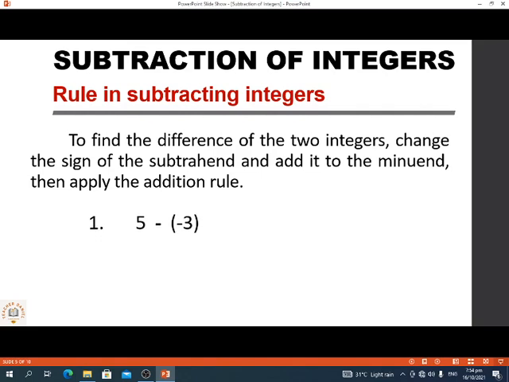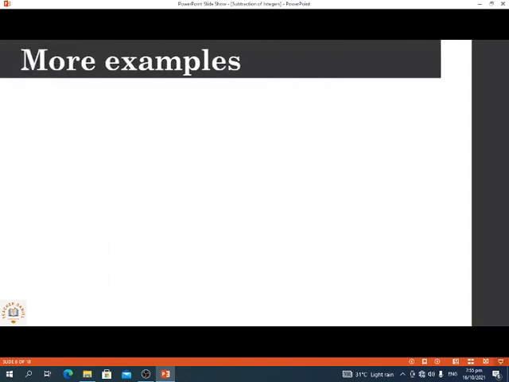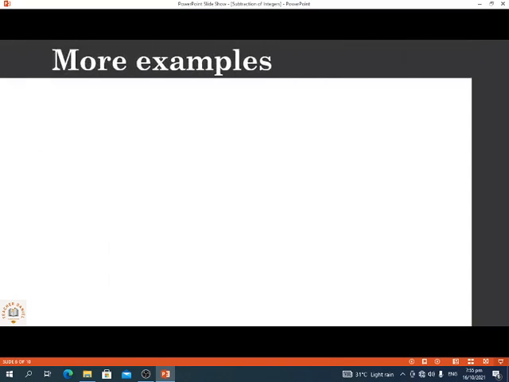For example, we have 5 minus negative 3. We will change the sign of the subtrahend. So negative 3 will become positive 3. And then, add it to the minuend. So it will become 5 plus positive 3. And that is equal to positive 8. So for you to understand more, let's have another examples.